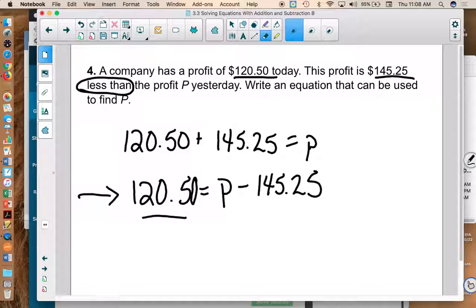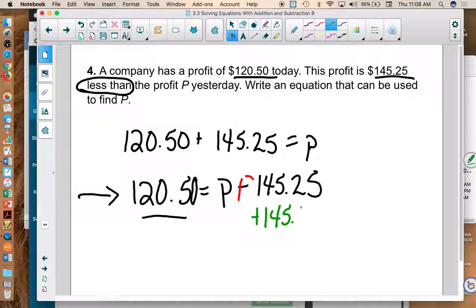What's the first step that I'm going to do to solve it? When I solve it, the first step would be to add the opposite, right? Then what do we create? The zero pair. And what's a zero pair with a negative $145.25? What do I add to it to create the zero pair? Riley? A positive. This is zero.